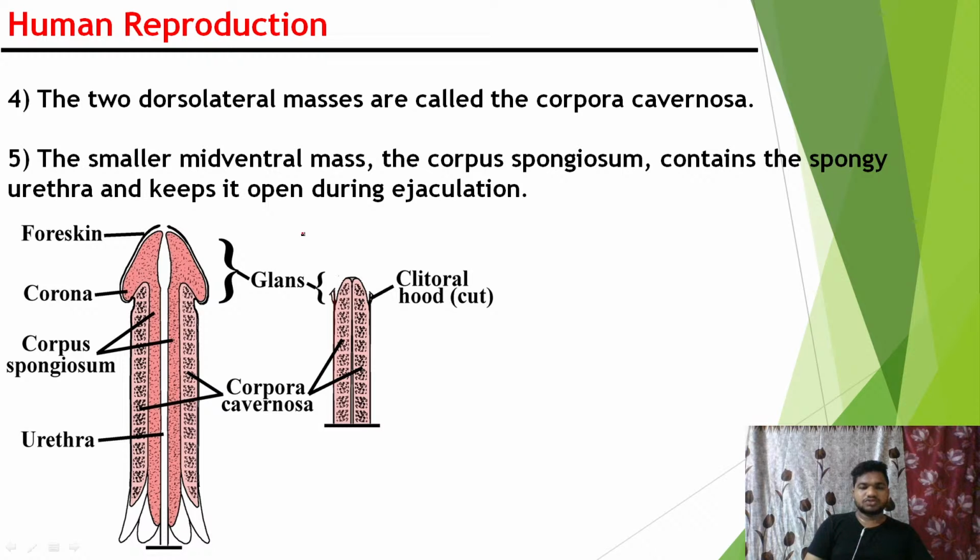The two dorsolateral masses are called the corpora cavernosa. We studied that three masses are present, made up of fibrous tissue. Of these, two are dorsolateral masses, called the corpora cavernosa. Clear? The third one is a smaller midventral mass, called the corpus spongiosum. These are made up of tissues.